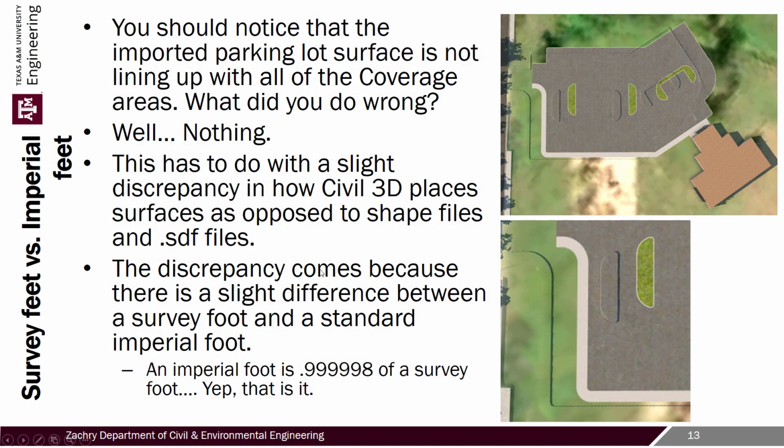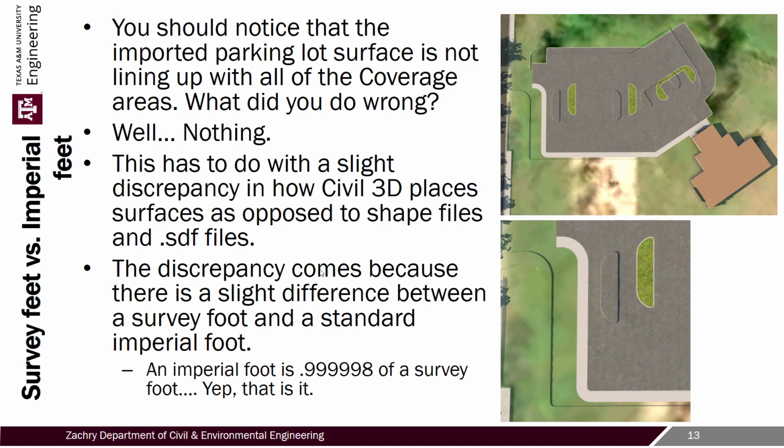So one of the things you should have noticed is that when I imported the parking lot surfaces and then imported the coverages, something went wrong. Whenever you drop this in, you'll notice the exact same thing. It's like, okay, what did I do wrong? Well, you didn't do anything. This has to do with a slight discrepancy in how Civil 3D places surfaces as opposed to shape files and SDF files. The discrepancy comes because there is a slight difference between a survey foot and a standard imperial foot.